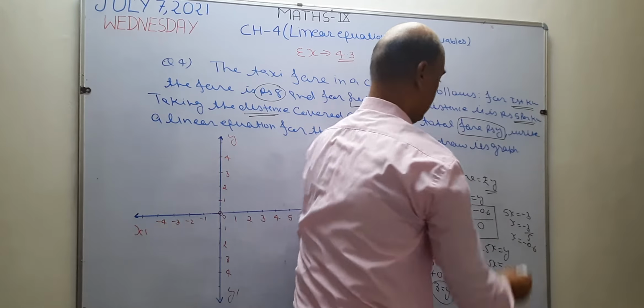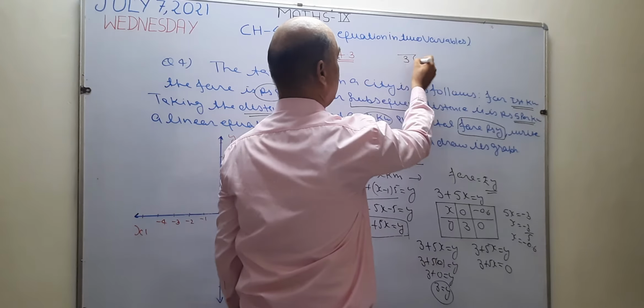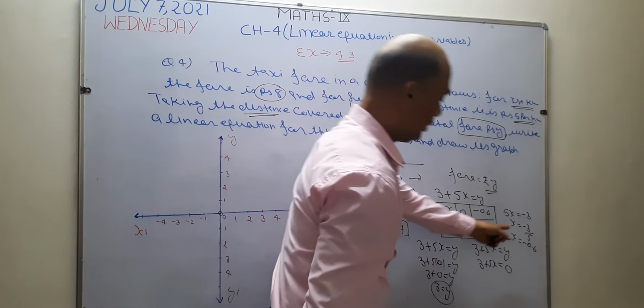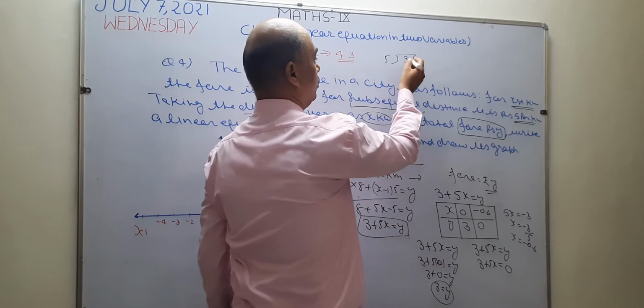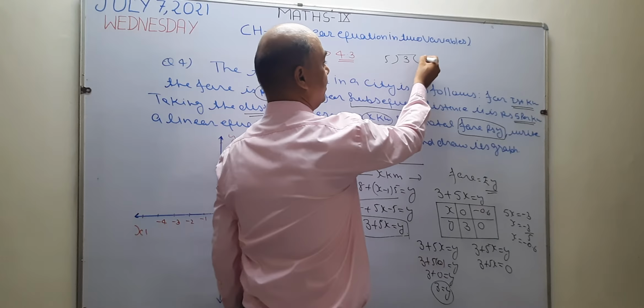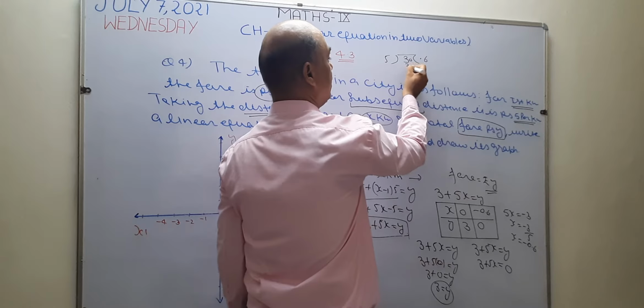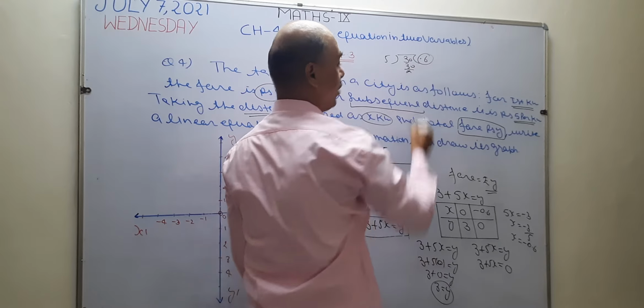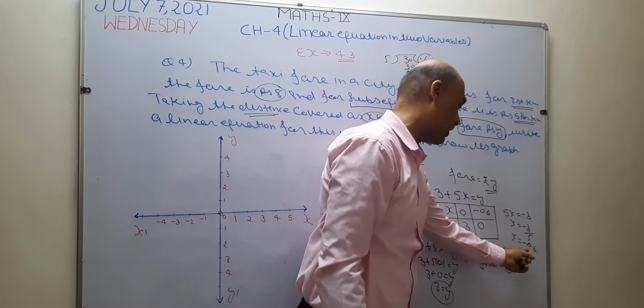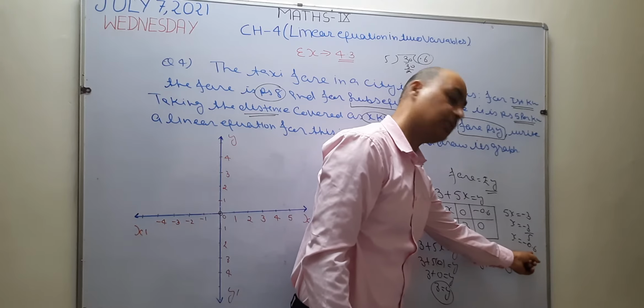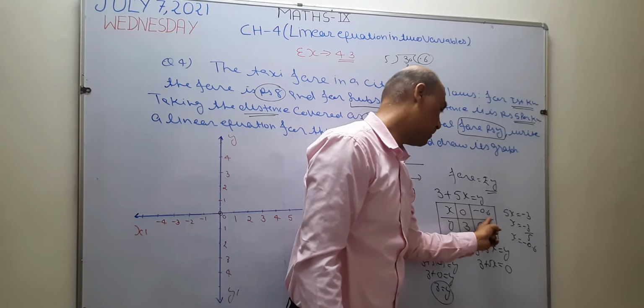How does this become 0.6? See on the board. I want to divide 3 by 5. This is the smaller number, so I take a decimal. After taking the decimal, I write 0. 5 sixes are 30. So the answer becomes 0.6. The negative sign is there, so I write here minus 0.6. So instead of x, I write minus 0.6.